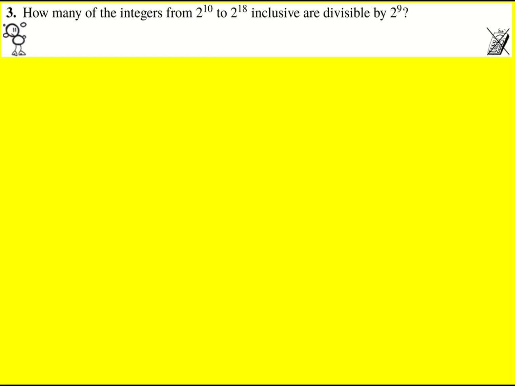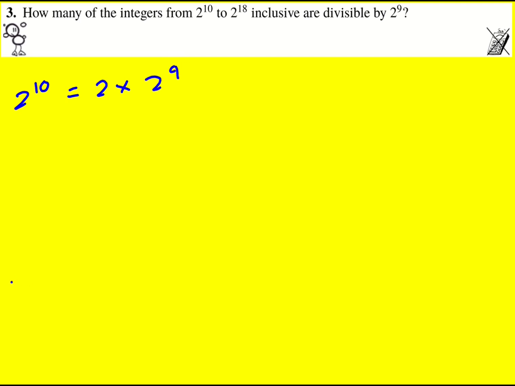We're asked how many of the integers from 2 to the power 10 to 2 to the power 18 inclusive, including both, are divisible by 2 to the power 9. Well, both of these are, but there's going to be a lot in between that also are. So I'm going to write 2 to the power 10, first of all, in terms of 2 to the power 9. It's going to be 2 times 2 to the power 9.